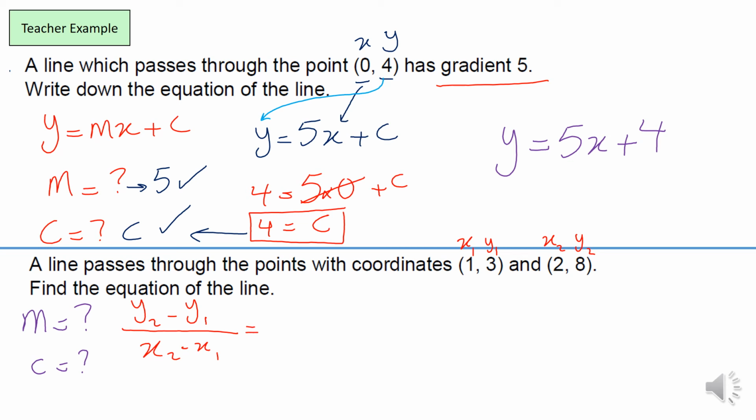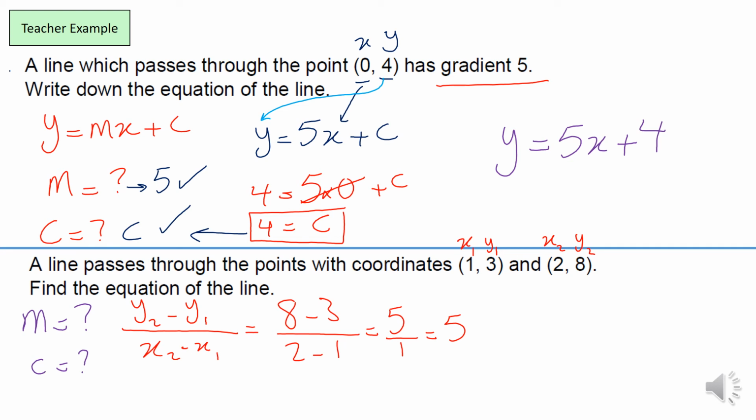Okay, so y2 is 8 minus 3 over 2 minus 1. Okay, so on the top we're going to get 5, and on the bottom we get 2 minus 1, which is 1. 5 over 1 is 5. I've got my m. Great. Now all I need to do is find my c. For finding c, I'm going to do exactly what I did in the previous question. Now, by finding the gradient, we are back to where we were in the first example.